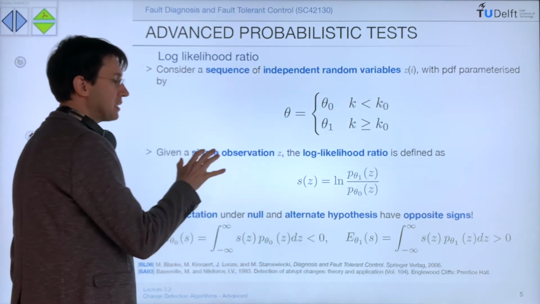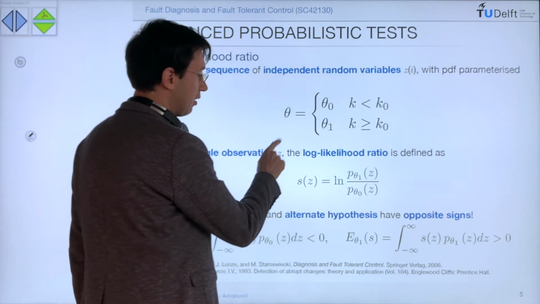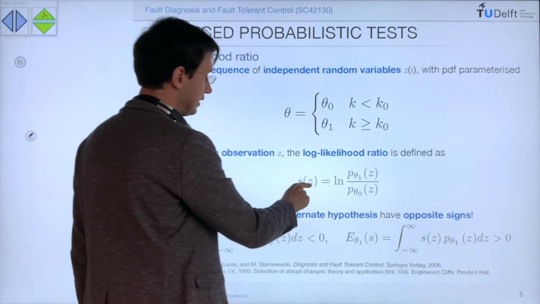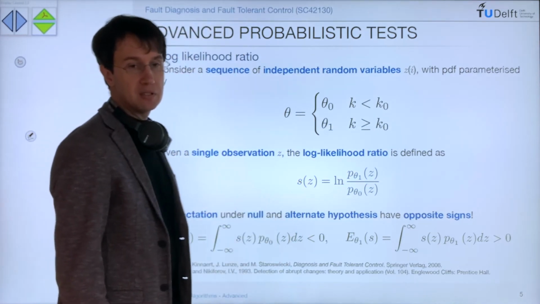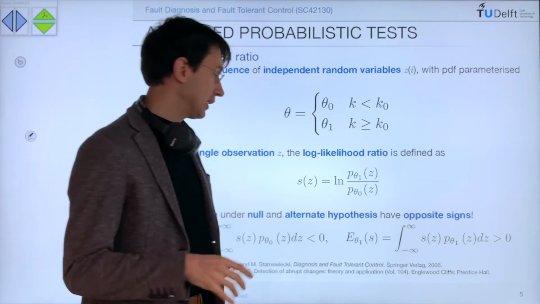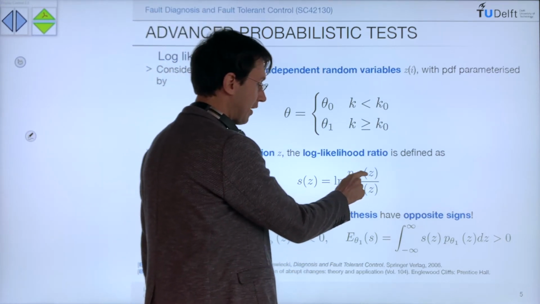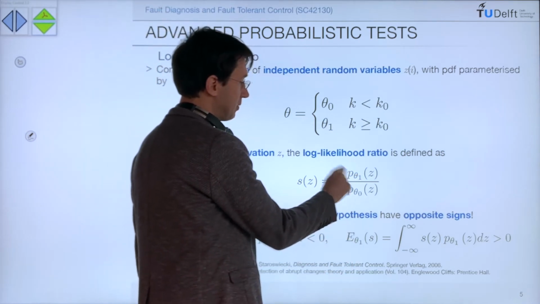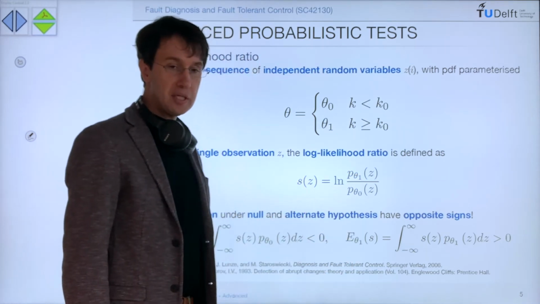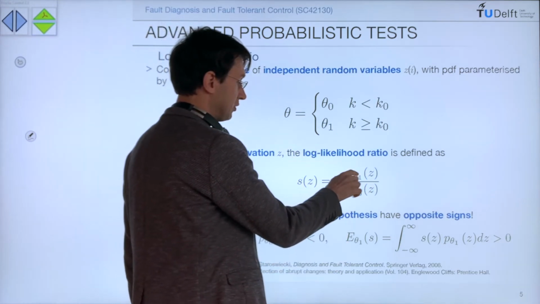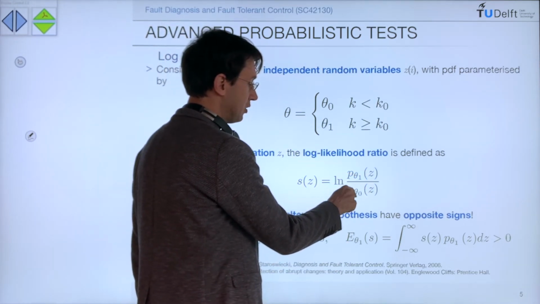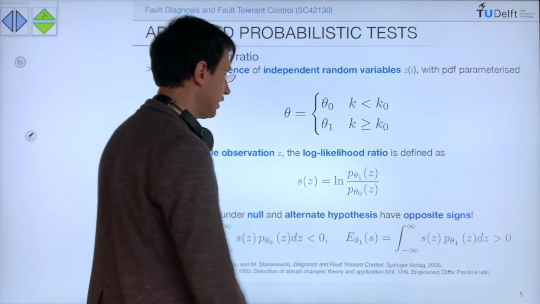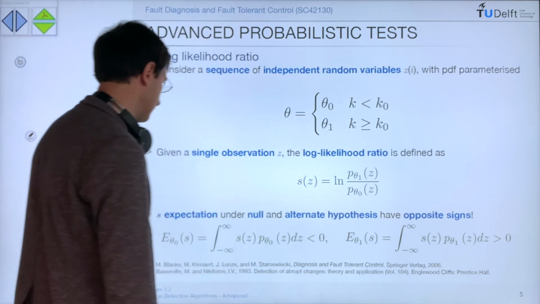So given a single observation, a single sample of z, we can compute a quantity that is called the log likelihood ratio this way. The likelihood, given a sample of a random variable, is the value of the PDF computed for that sample. But in this case, the PDF is parameterized. What we do is compute the ratio between the two likelihoods, one under the null hypothesis and one under the alternative hypothesis, the one after the change, and then we take the logarithm of that.